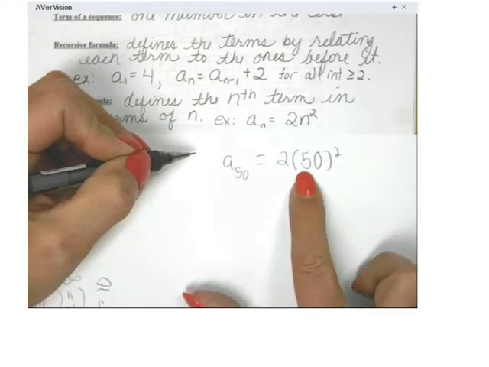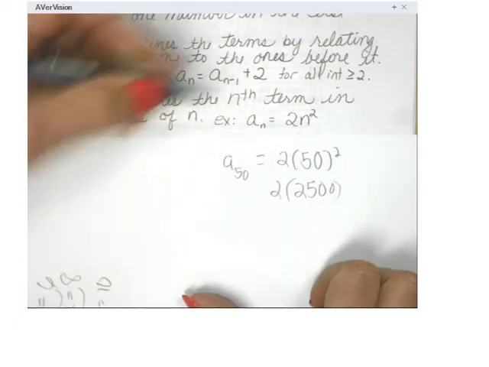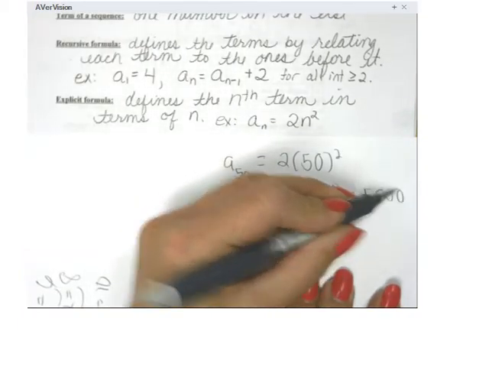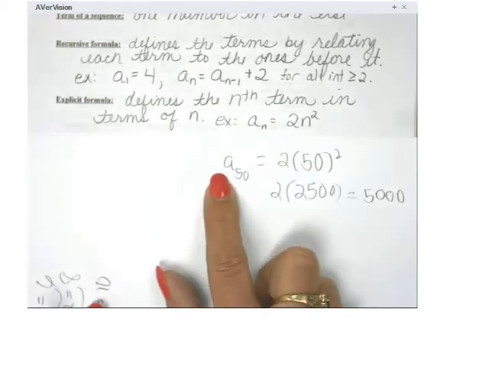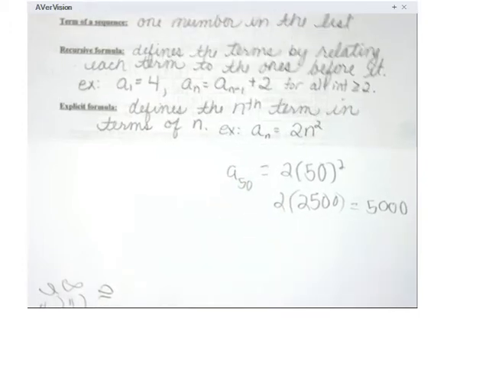I'd get 2500 times 2, my answer would be 5,000. So the 50th term, or any position's term, is very easy to find if we have an explicit rule. All we have to do is plug in n, and boom, we'll have the answer.